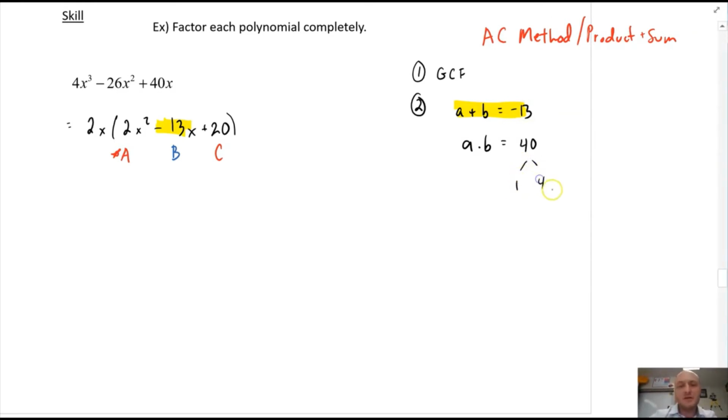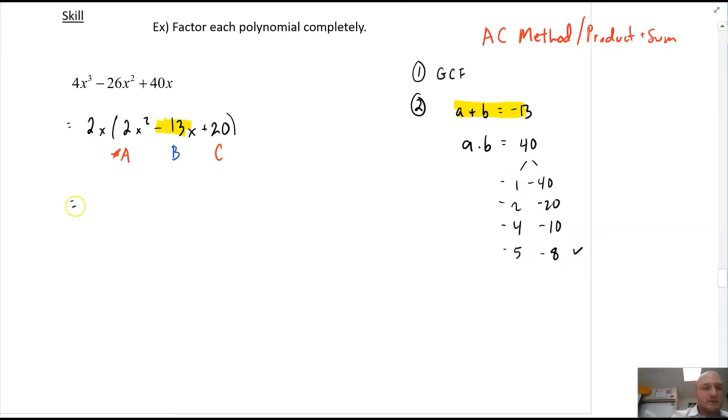Okay, so what factors of 40 give us -13? I can go ahead and list 1 and 40, 2 and 20, 4 and 10, and 5 and 8. Okay, and I think since our b value is negative, all of these have to be negative. And that's going to be -5 and -8.